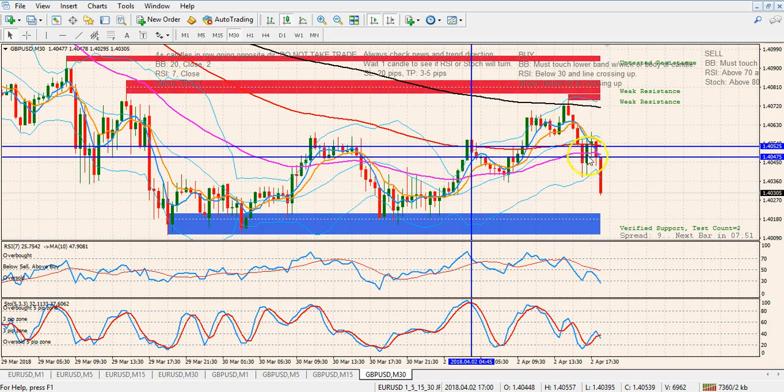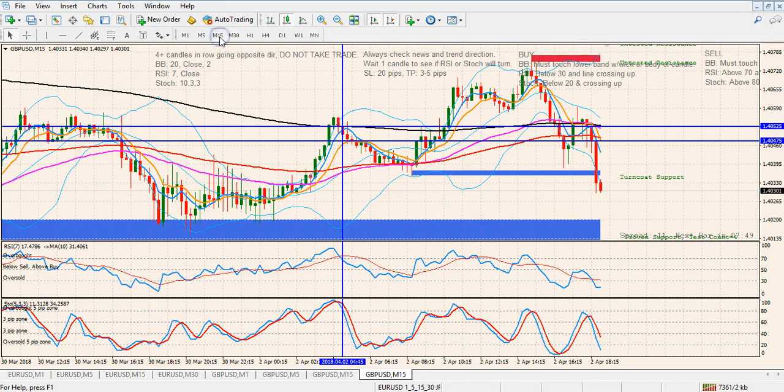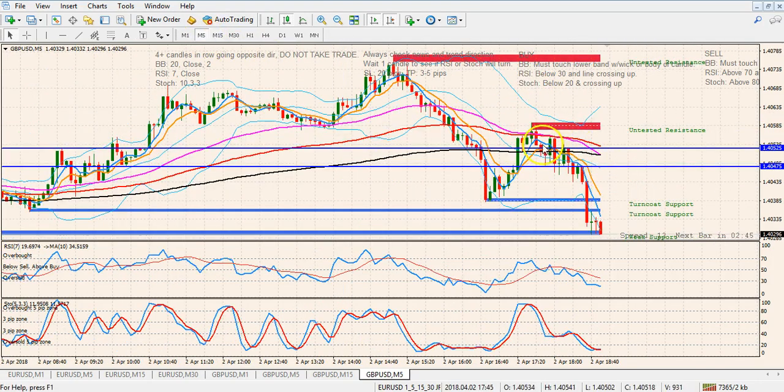There we go. You could have ridden this down, gotten out here. Let's go to the 15. You could have ridden this down, gotten out there. Let's go to the 5. Could have ridden this down and get out. Just watch your indicators. They're going to tell you, folks. I can sit here and tell you and show you this same thing all day long. It does the same thing all the time.